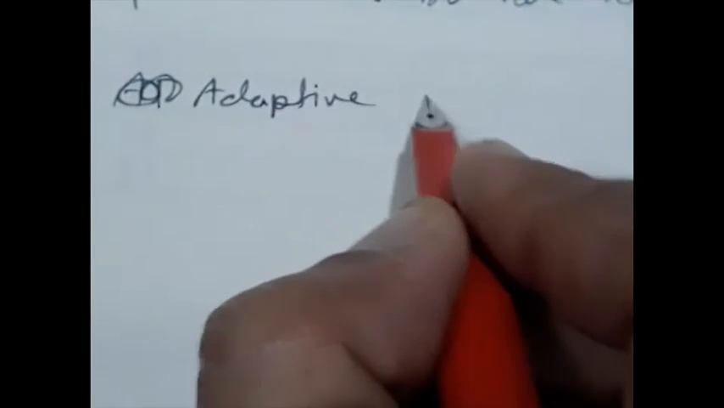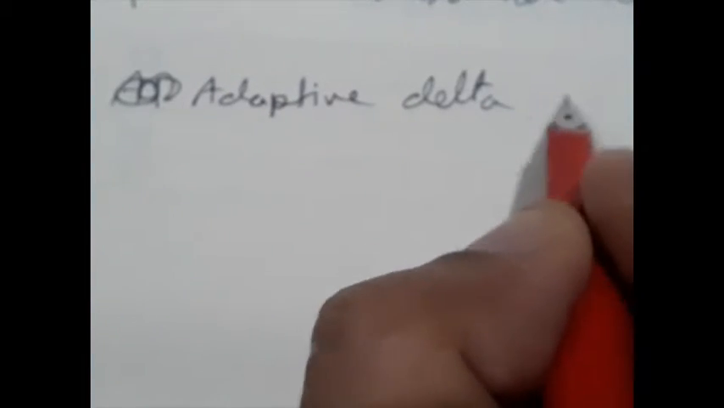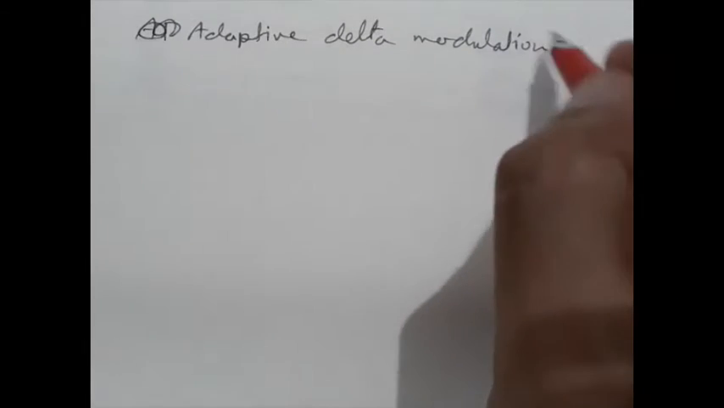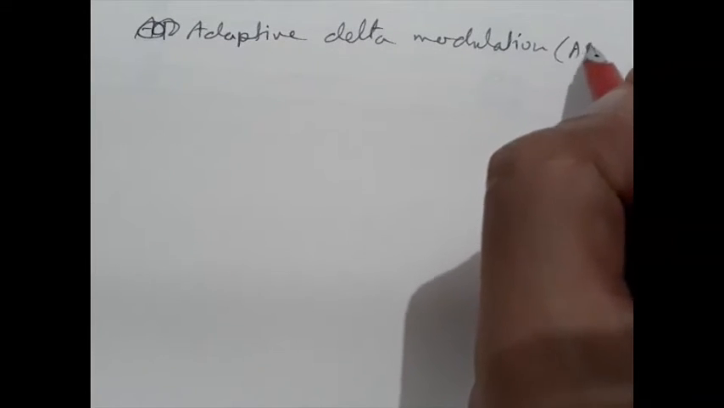We have already stated the drawbacks of delta modulation. There are two drawbacks: one is the slope overload distortion, another is the granular noise. And to recover from these two problems, we said earlier that we have to use a technique called adaptive delta modulation, or ADM for short.